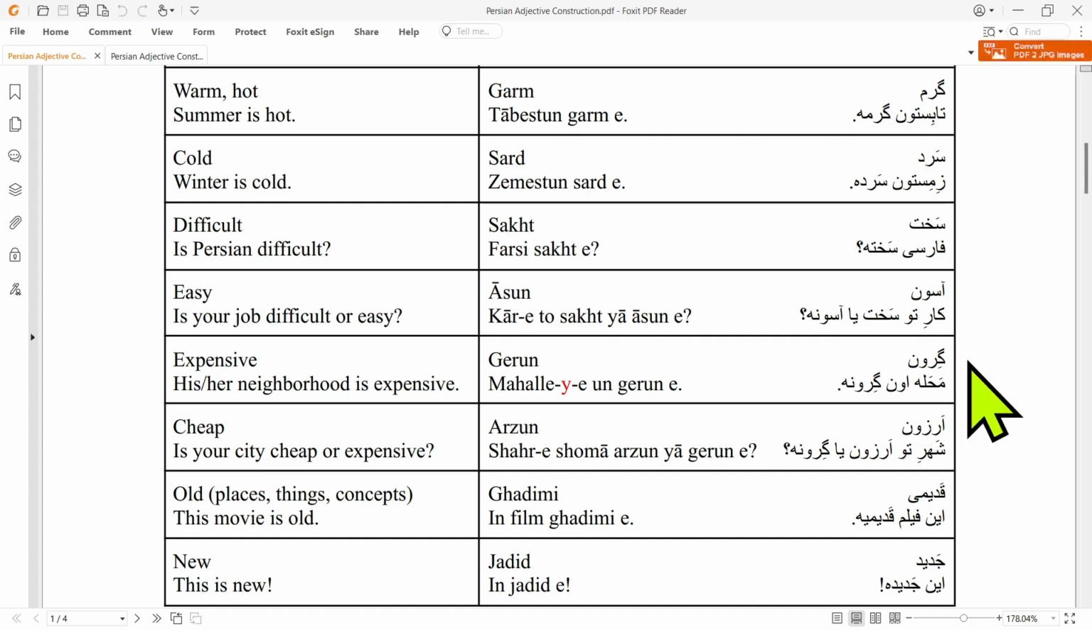His or her neighborhood is expensive is محله اون گرونه. Is your city cheap or expensive? is شهر شما ارزون یا گرونه. This movie is old is این فیلم قدیمیه. And this is new is این جدیده.